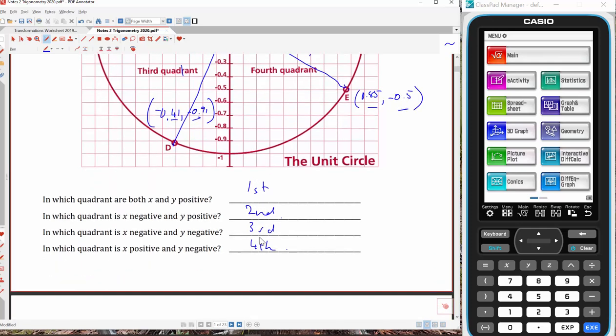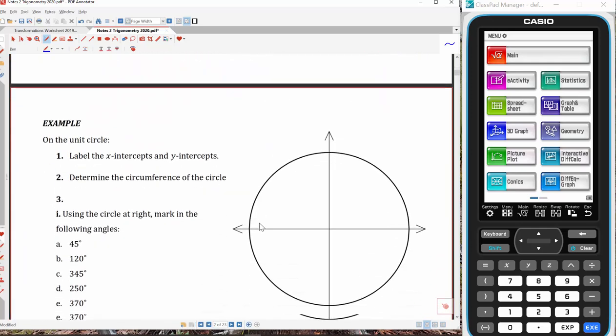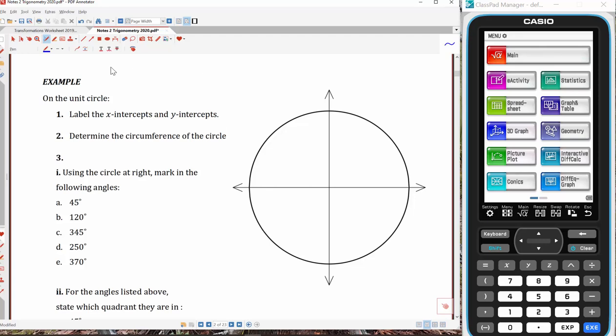So those particular properties are unique to those particular quadrants. All right, so on the unit circle, label the x-intercepts and y-intercepts, determine the circumference of the circle, and mark in these. Let's go and label the x-intercepts and the y-intercepts.